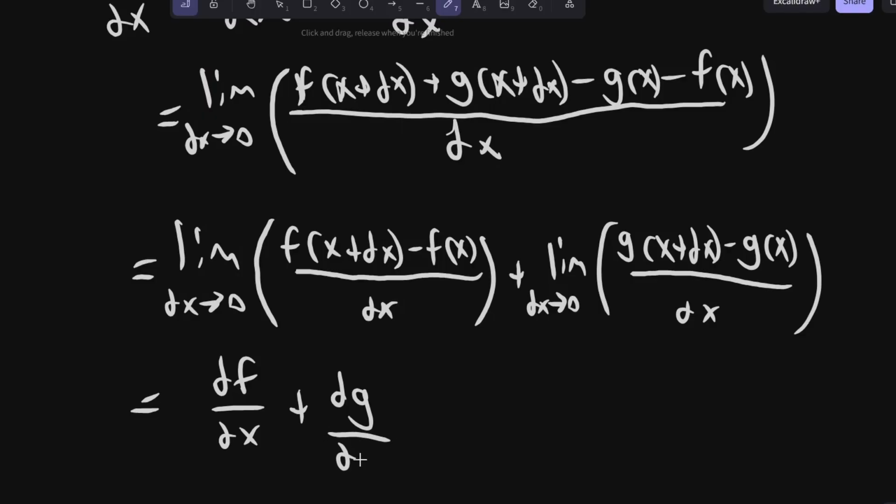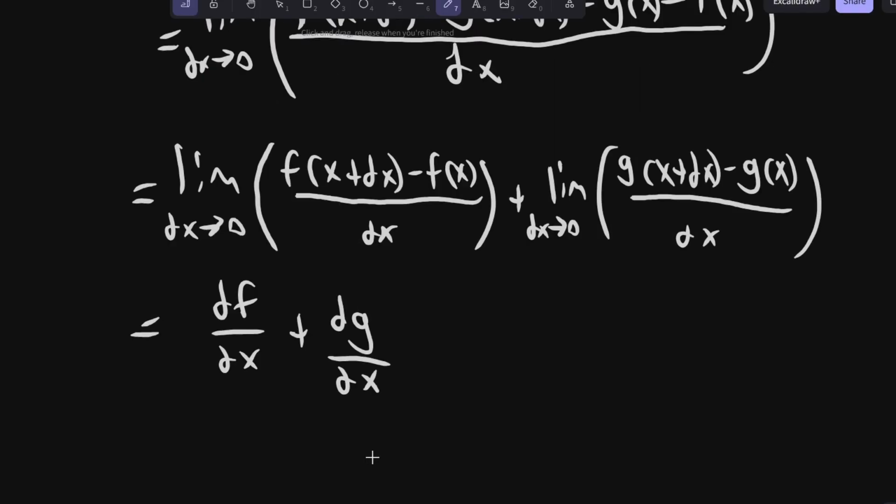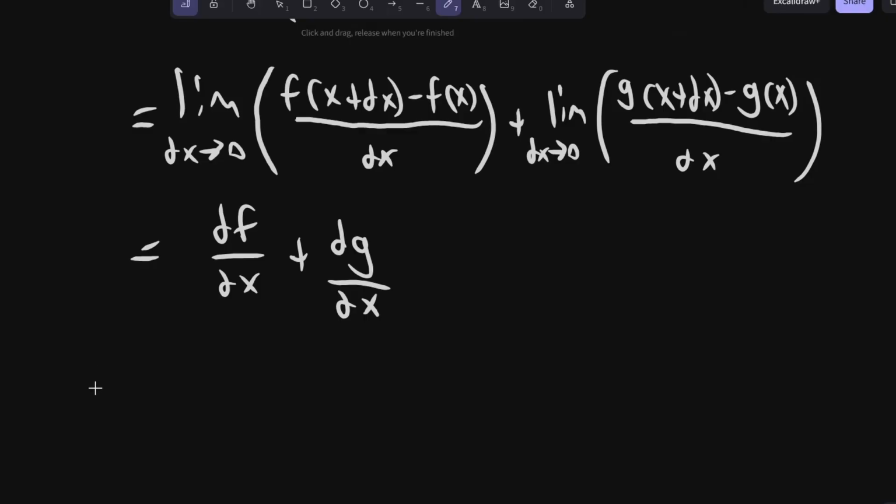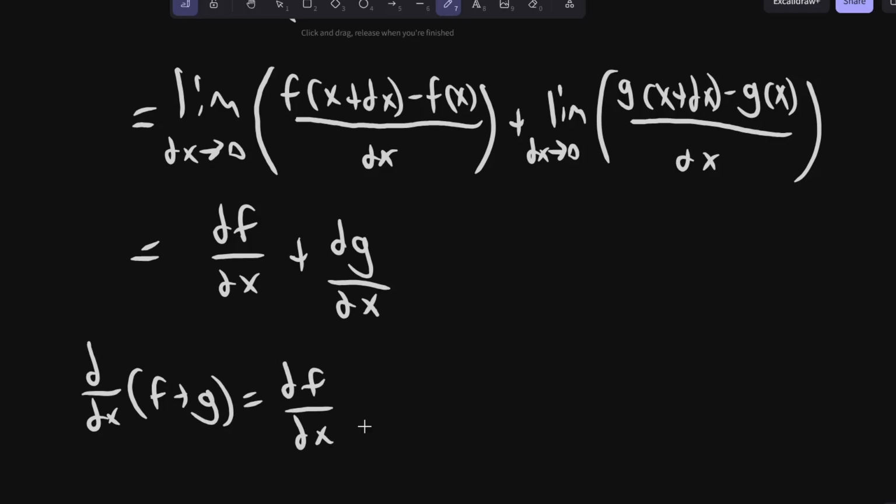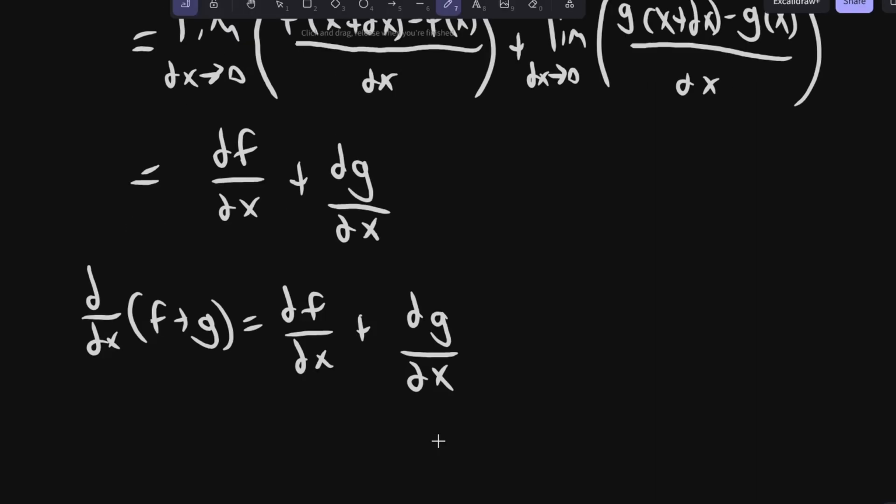So we get our first rule, the sum rule. The derivative of the sum of two functions is the sum of the derivatives. Put precisely, d dx of f plus g equals df dx plus dg dx. So this is the first step of something called linearity, which is actually a very important property of the derivative.